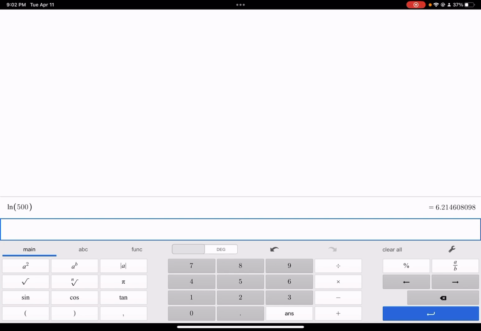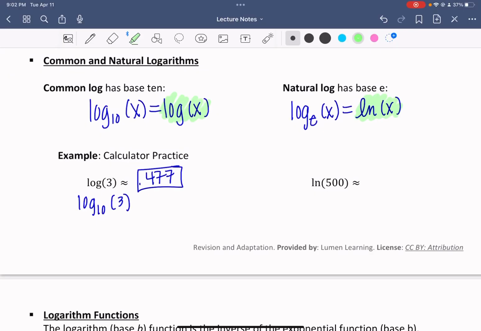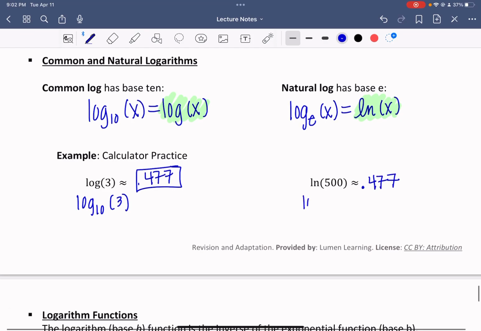Now these are the only two logs that you can enter into this scientific calculator, which is the only calculator we will use for this course. Let's go back and write that down. So this gives me what we saw earlier, 0.477. And again, this does represent log base e of 500, but you're going to see it written like this the most, and this would be our answer rounded to 3 decimal places.